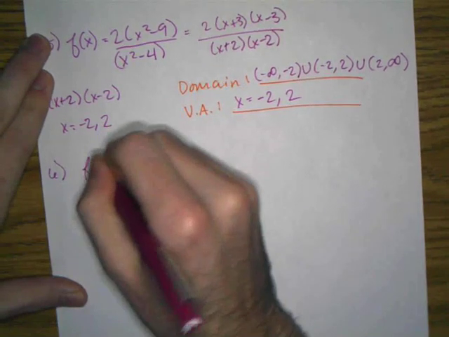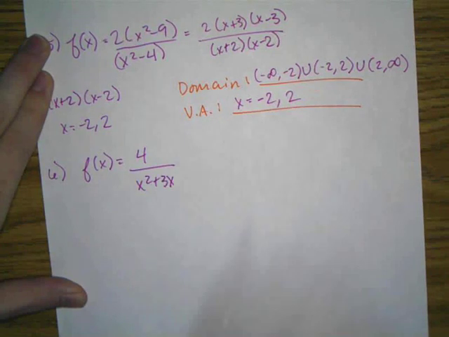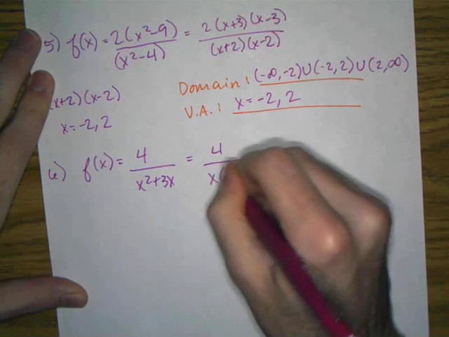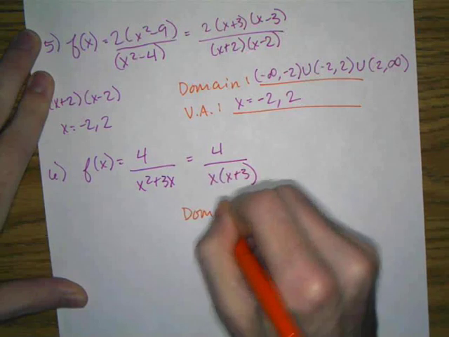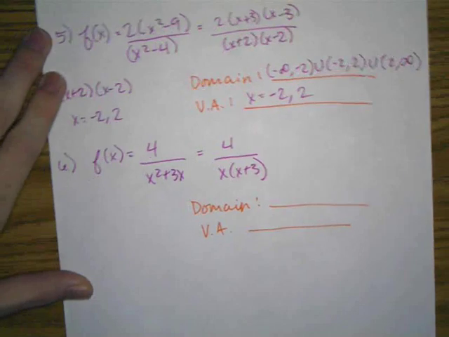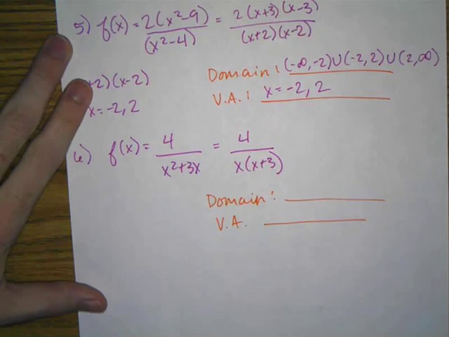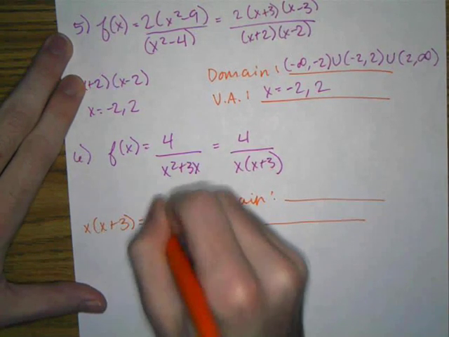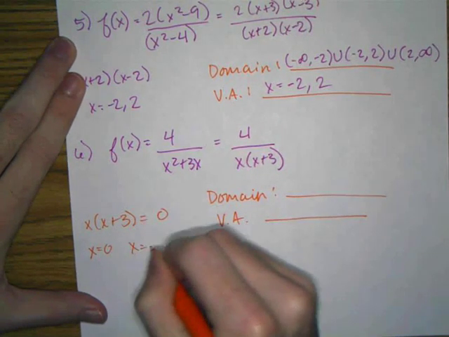Number 6, our function is f of x is equal to 4 over x squared plus 3x. Factoring the denominator, I get 4 over x times x plus 3. I'm going to start, again, by finding my vertical asymptotes. Do them in whichever order is most comfortable for you. I think it's easier to start by finding the vertical asymptotes. Again, our vertical asymptotes are what make our denominator equal to 0. By the zero product rule, we get x is equal to 0 and x is equal to negative 3.